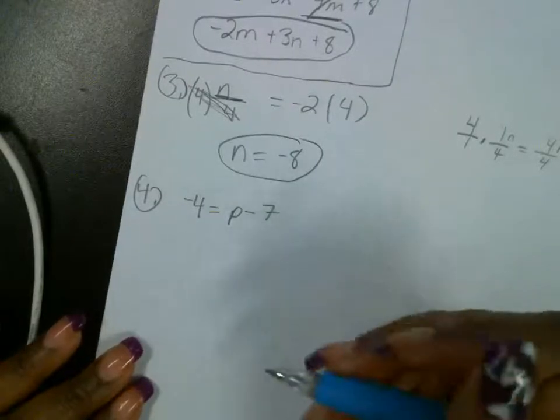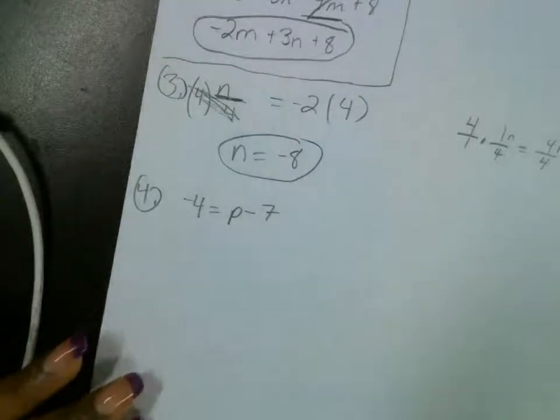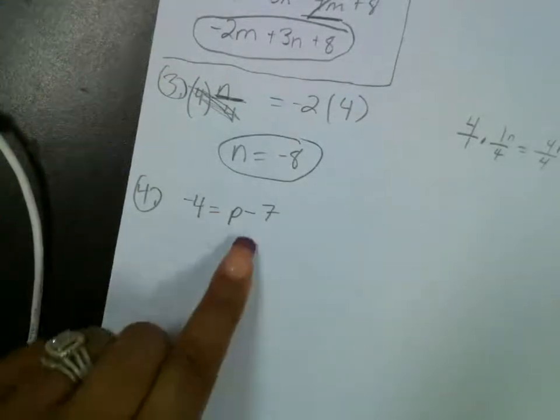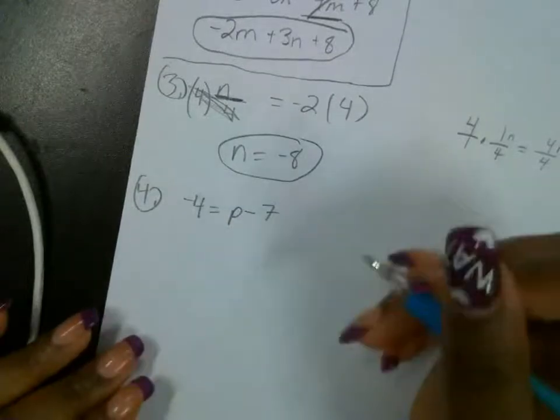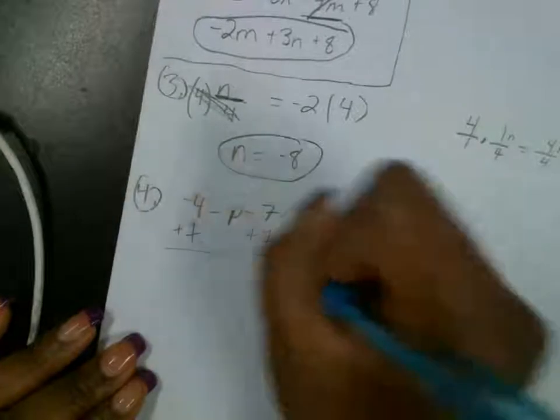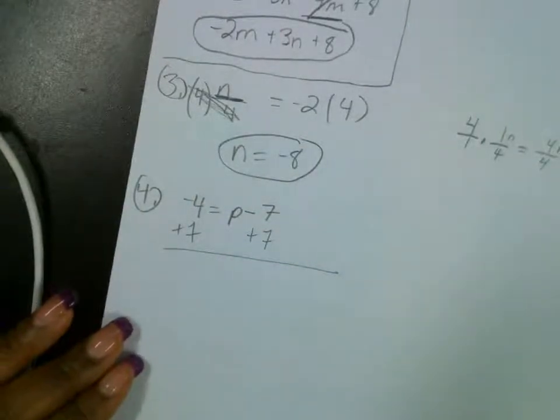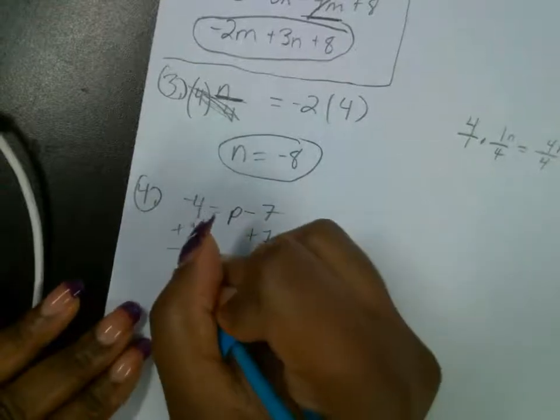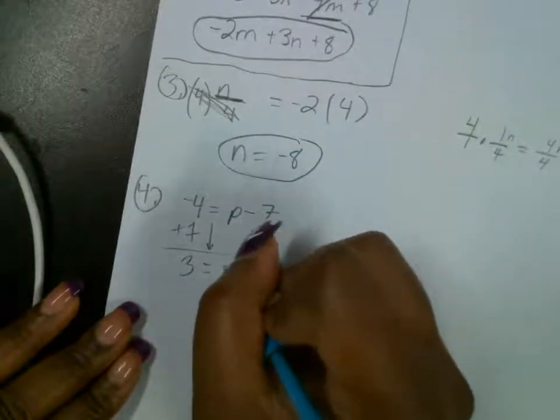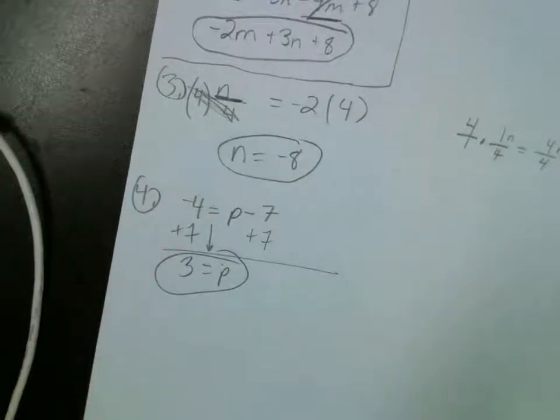How do we get rid of the 7, though? What operation? Not subtract. Addition. We've got to use inverse operations. So we're going to add 7 to both sides. When we add 7 to both sides, what's -4 plus 7? Yes, +3. So p is equal to 3. Any questions about that?